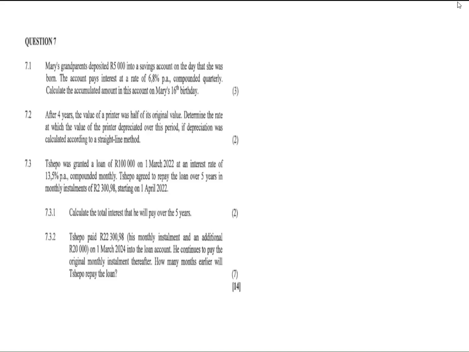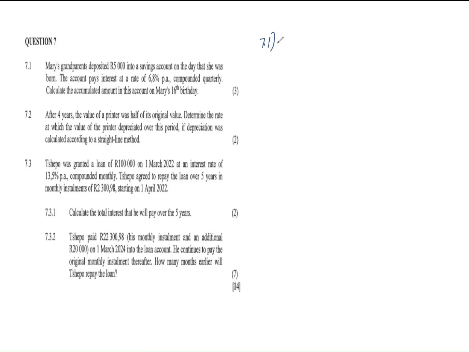All right, so we have question 7. Financial maths. It says Mary's grandparents deposited 5,000 into a savings account on the day that she was born. The account pays interest at a rate of 6.8% per annum, compounded quarterly. Calculate the accumulated amount in this account on Mary's 16th birthday, right? As we can see here, the 5,000 is actually just deposited once, so it is not a regular instalment. That means this is just lump sum saving. So what do we do in that case? It means that all we have to do here is use the compound formula, right?